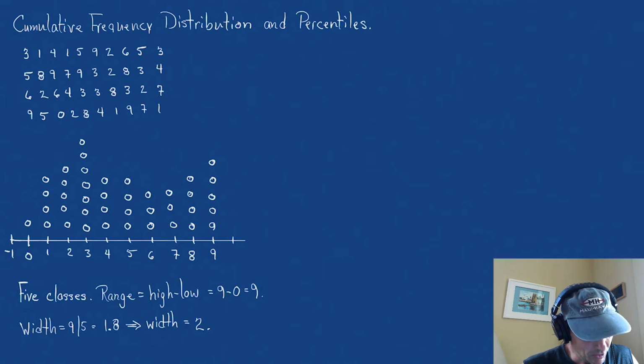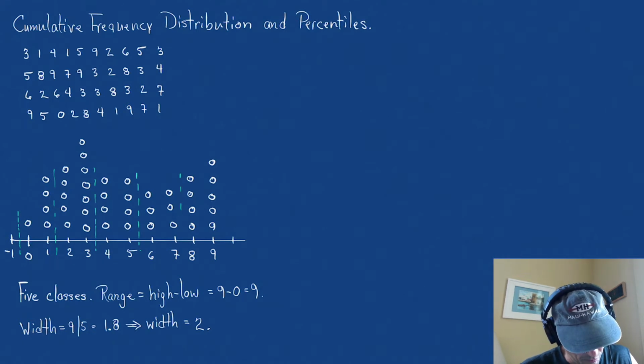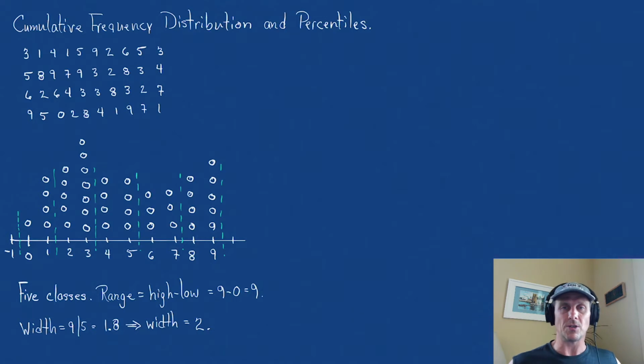So here we go. So our class widths are going to look like this. 3.5, we're going to have some 5.5. Now you could use 7.5 and even 9.5. You could use this information to construct a histogram, but today we're going to make our frequency distribution.